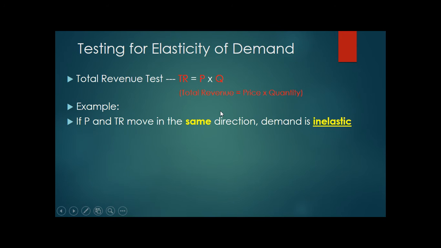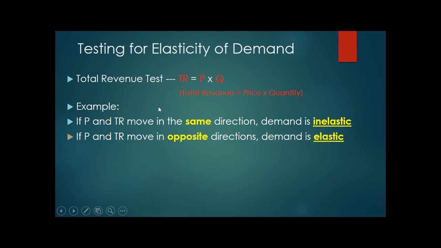You can probably guess that if price and total revenue move in the same direction, demand is inelastic. That means that if price and total revenue move in the opposite direction, demand must be elastic. So here's what that means now.